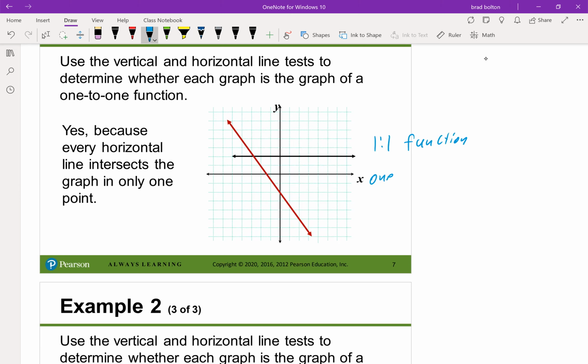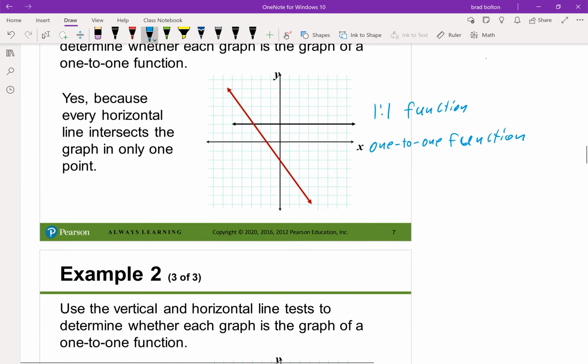Or you can do what the book, I think, says, like this. Either way to say it is fine.